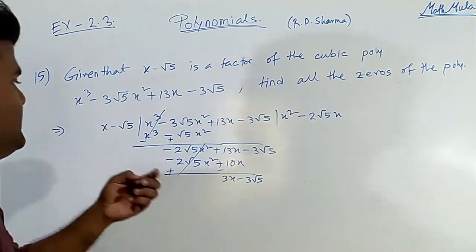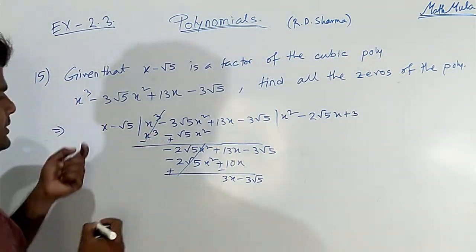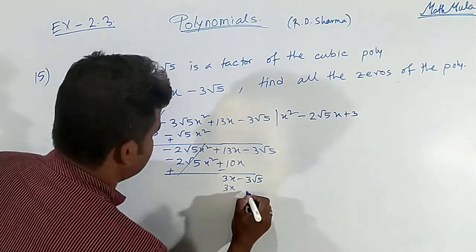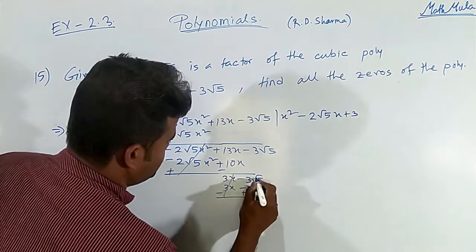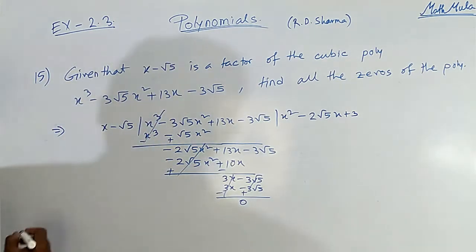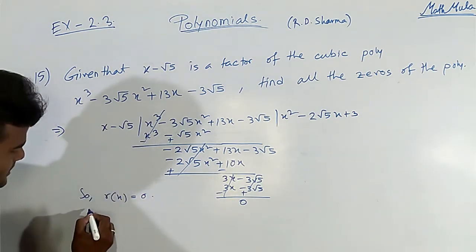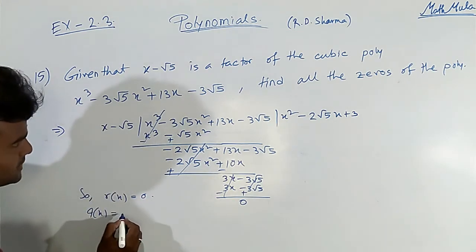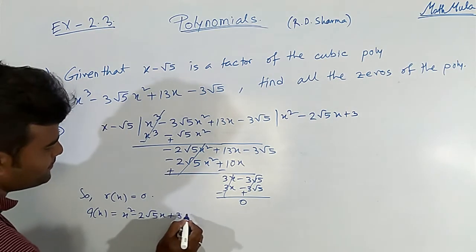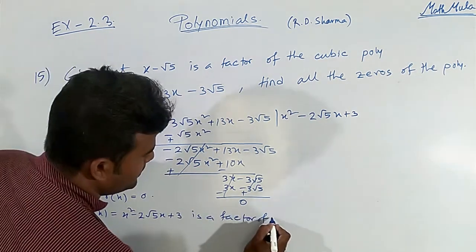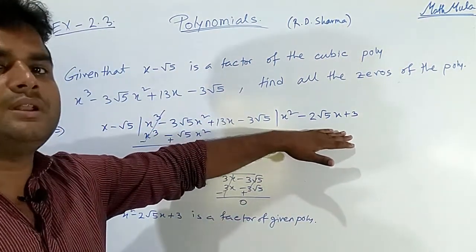Now the leading coefficient is 3, so we multiply the divisor by 3. Then 3 into x, that is 3x, and 3 into minus root 5, 3 root 5. Then minus, this is plus, cancel this, it will be 0. So the remainder is 0, so r of x is equal to 0. That means the quotient q of x, which is x square minus 2 root 5x plus 3, is a factor of the given polynomial. Now we factorize this quotient into linear factors.